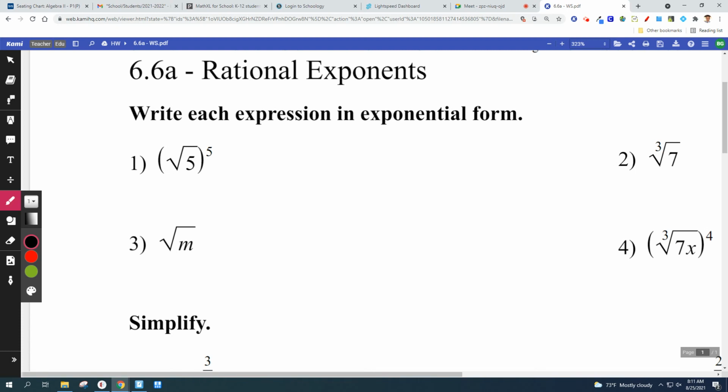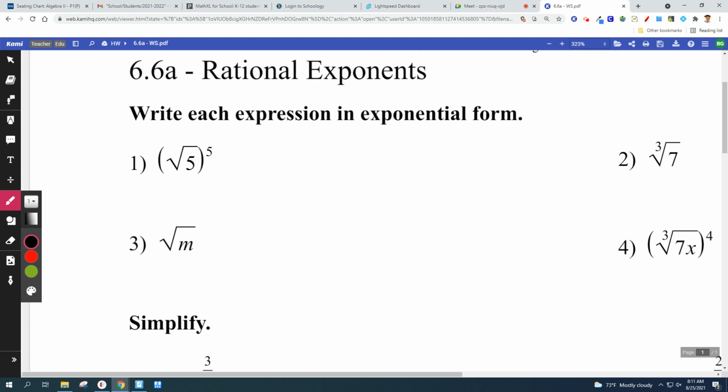6.6a is rational exponents. When you see rational, it's talking about fractions. So what that means is you're going to have fractions in the exponents, and it's not super hard, especially if you've been following along the last couple of days, because rational exponents are going to be the same thing as the radicals that we've been doing. So we've been doing radicals for the last 3 or 4 days. It's basically the same thing, you just have to get there.